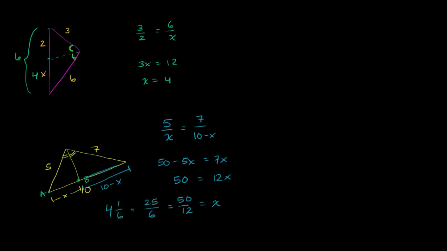So this length right over here, x, is 4 and 1/6. And then this length over here is going to be 10 minus 4 and 1/6. So what is that? 5 and 5/6.